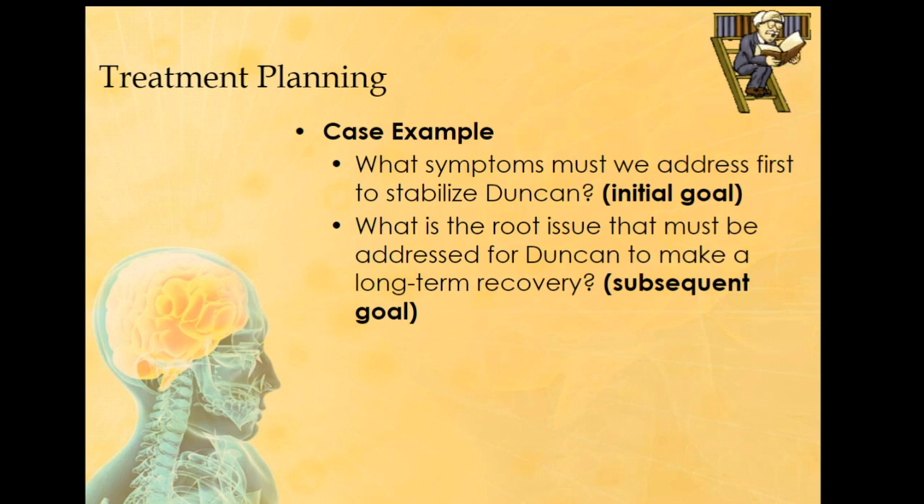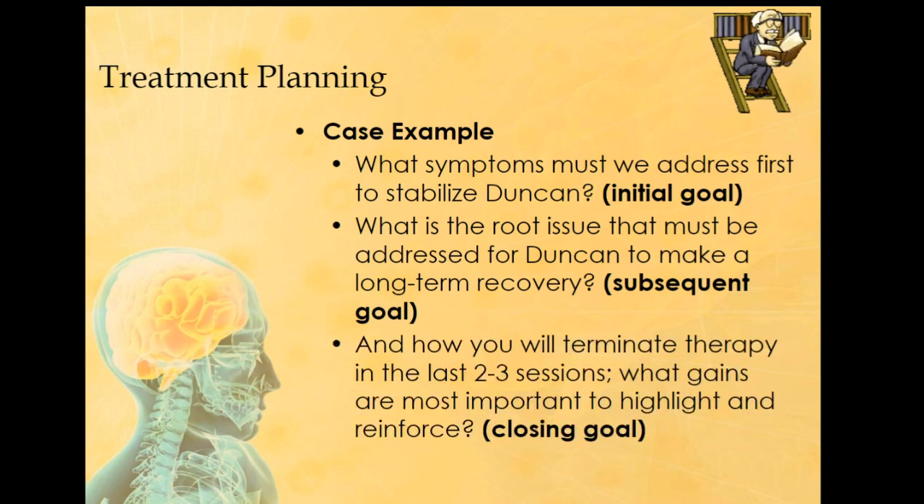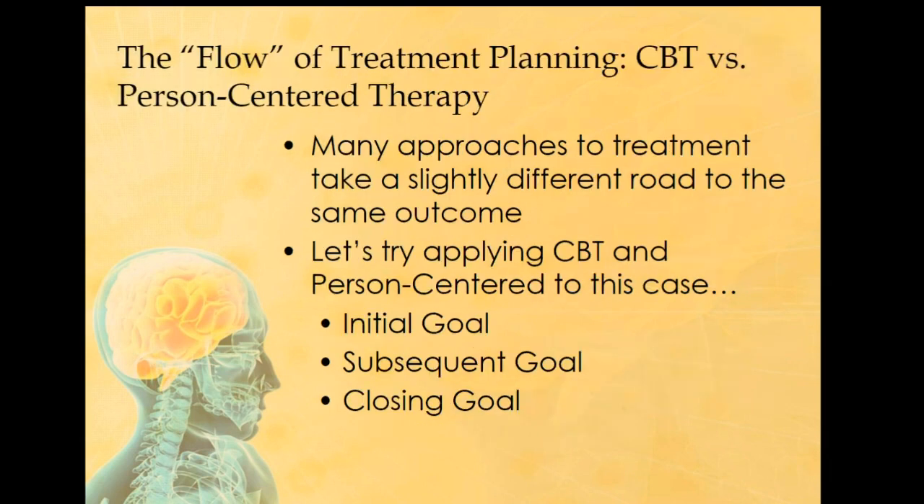And then lastly, how would you terminate therapy with Duncan in those last 2 to 3 sessions? What gains are most important to highlight? You want to make sure that he has some tools to handle his dissociative symptoms. You want the grief and loss, feelings of guilt and regret to be worked through. And you want to have made some headway into the acceptance of the event. We have to learn from things that happen to us, and we have to move on from them. This is really going to show you some examples of how theoretical orientation really matters a lot less than you think.